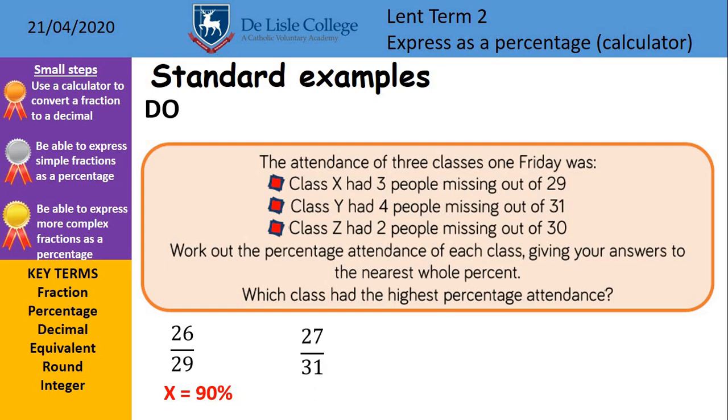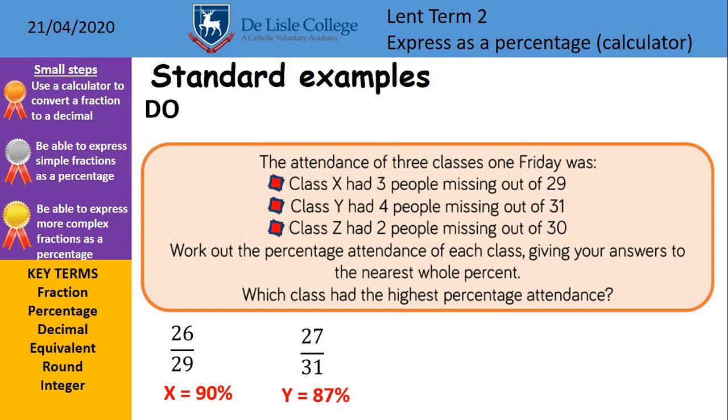For class Y, 4 people are missing, so this means that 27 are present. 27 out of the 31 are in attendance. If I type this into my calculator using the fraction key, I press my S to D key and I multiply by 100, I get 87.09. The 0 is what we look for after the decimal place, so this rounds back and stays as 87%.